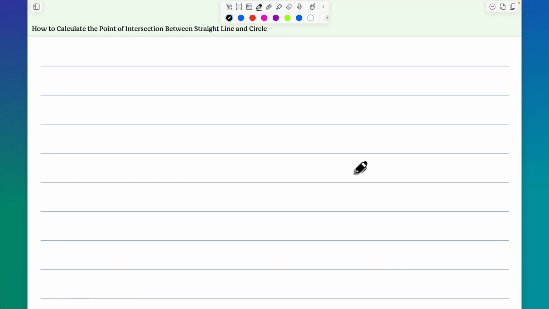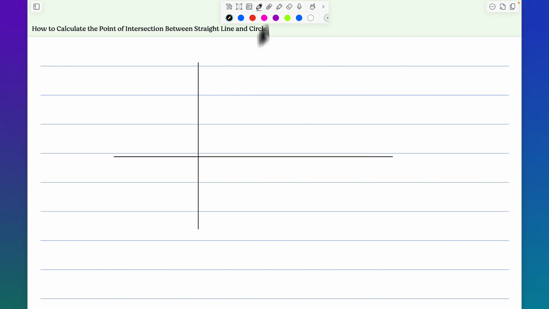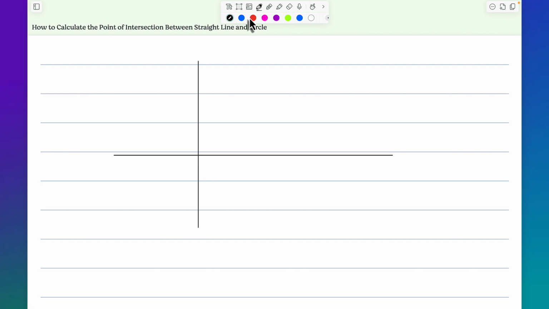In this video, we're going to talk about how to calculate the point of intersection between a straight line and a circle. Now, in previous videos, we discussed how to get the point of intersection between two straight lines. And in this case, the theory is exactly the same, because you're dealing with two functions that are on a Cartesian plane. So I'm going to draw a Cartesian plane over here.